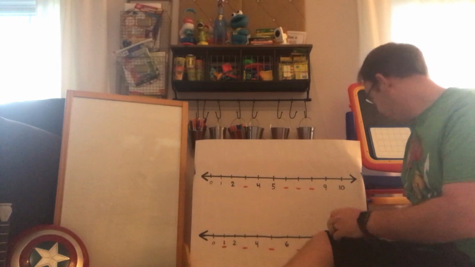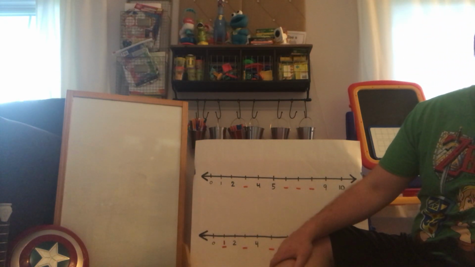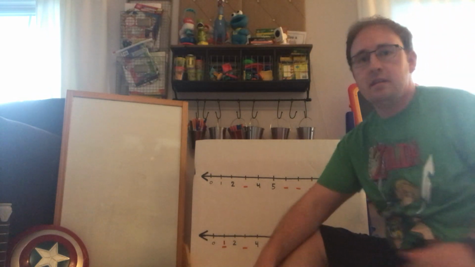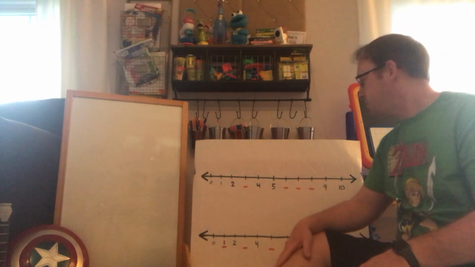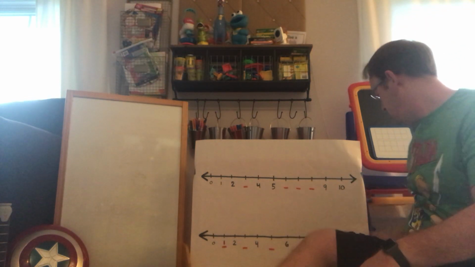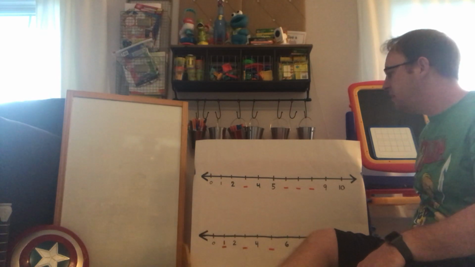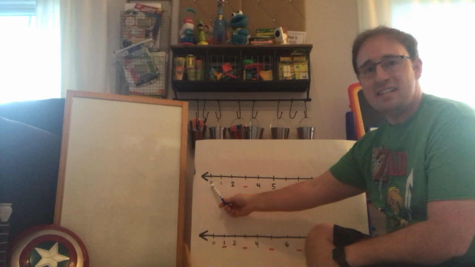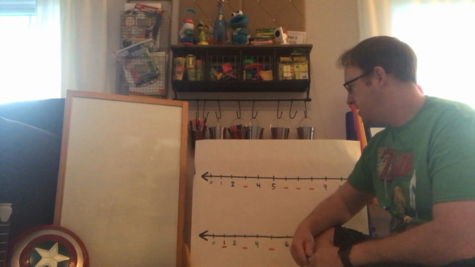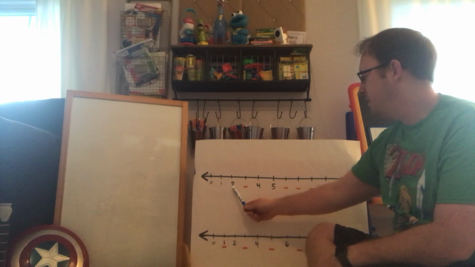All right, looks good. So what we're going to do, the directions say, write the missing numbers on the number line. We're going to start up at the top with our first number line, number 1. And we're going to fill in those missing numbers together. This number line, we're starting at 0. So let's count. Count with me. 0, 1, 2.